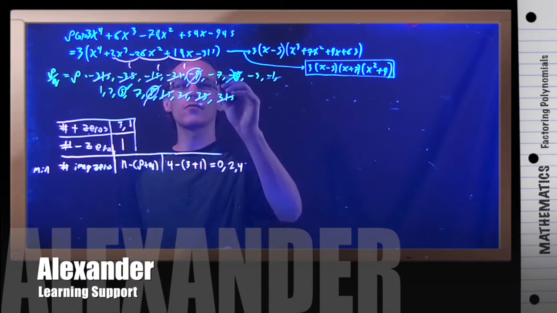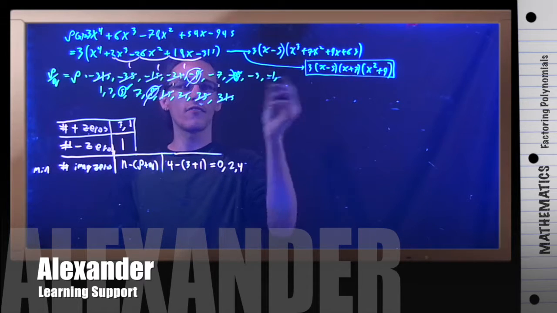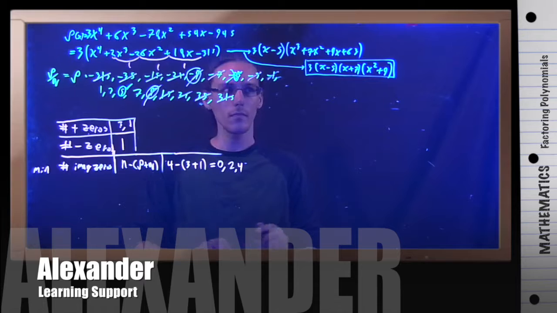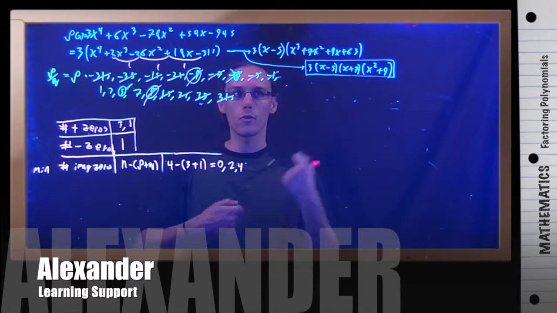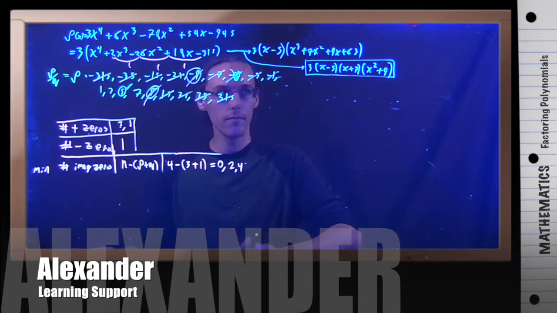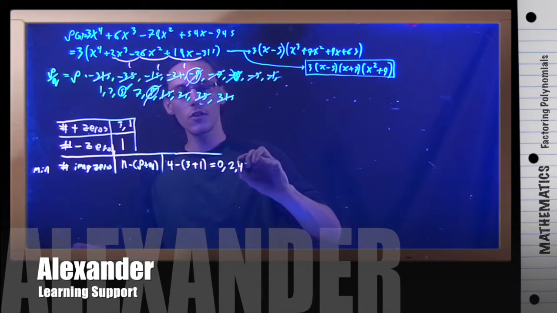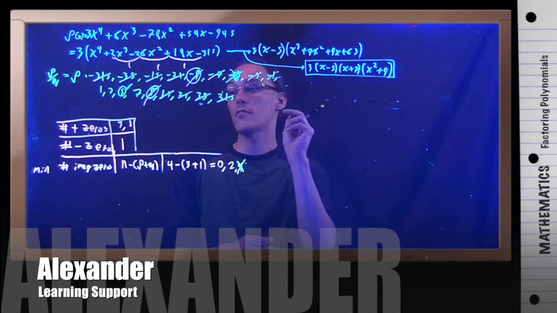So actually, I could have totally removed all of these now that I found that, because there's only one negative zero. Now, look at my minimum number of imaginary zeros. We're told it's either 0, 2, or 4. We've already found a positive zero and a negative zero. So there couldn't be 4 imaginaries because there's only 2 zeros left over.